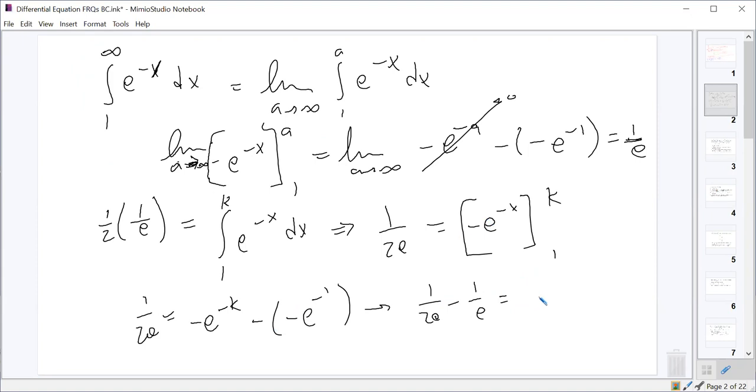Some people did the exact value. I had written them both down on my answer key. So this came out to be 1 over 2e minus 2 over 2e, so that'd be negative 1 over 2e, which should be equal to the negative e to the negative k. So that's negative 1 over e to the k. Negatives cancel. We just need 2e to equal e to the k.